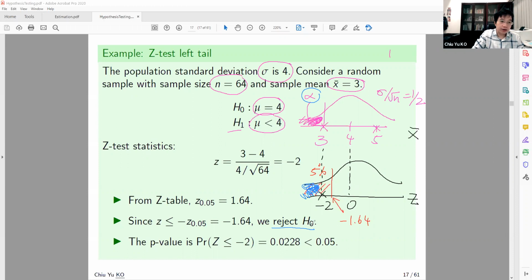Alternatively, you calculate what this probability is, again coming from the normal distribution at -2, and it gives you this answer.